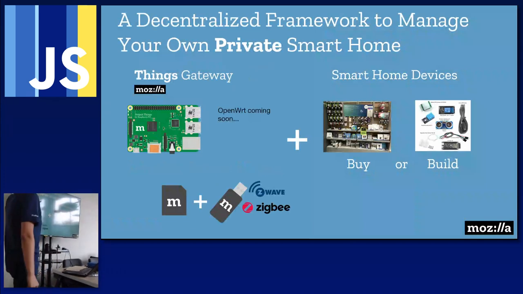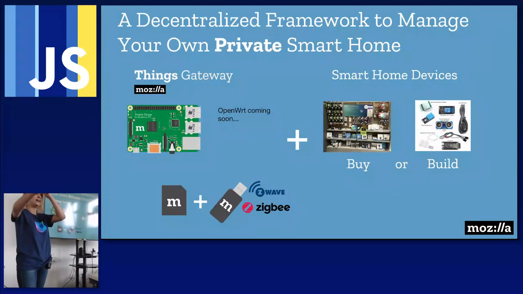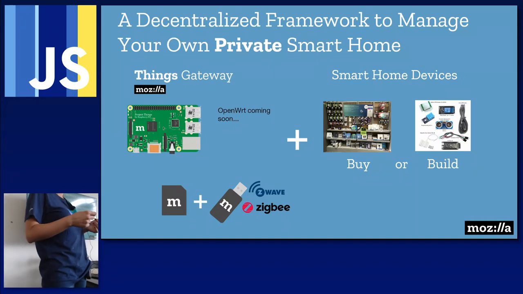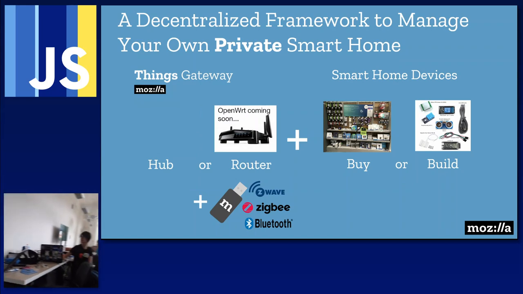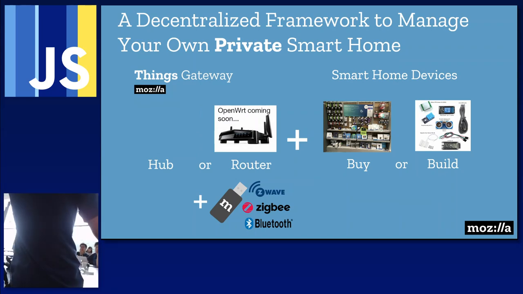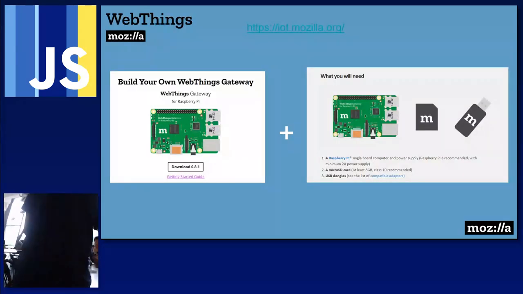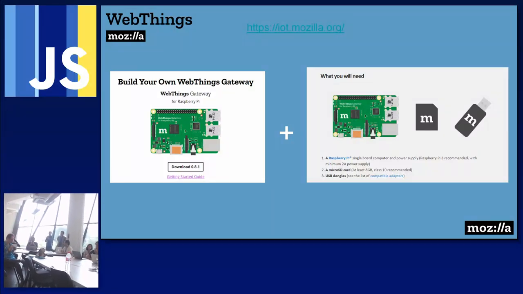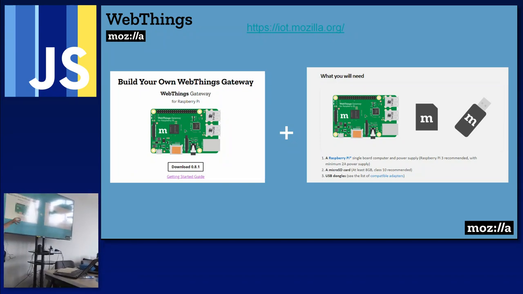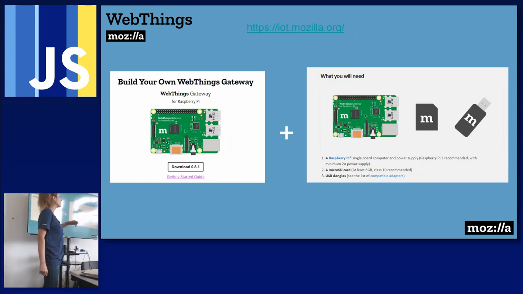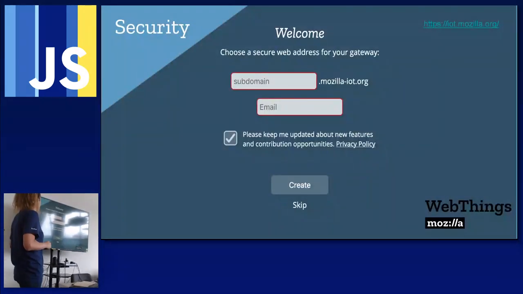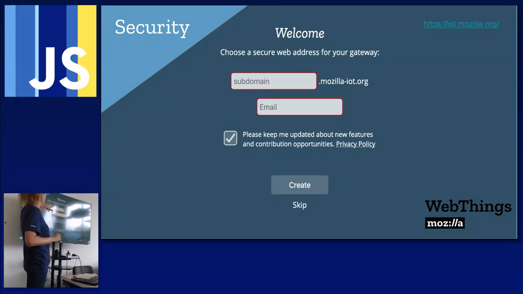Okay, so all you need for this is the Raspberry Pi, which you will have here. For us in this workshop, we're not going to ask everyone to create their own username and password, so you will have passwords preset on the tables, but later you can use your own. You can download it from the website, iot.mozilla.org. And you have the micro SD card where you can create your own gateway. And for the web domain, you can create your own. But now we're going to use this one again.